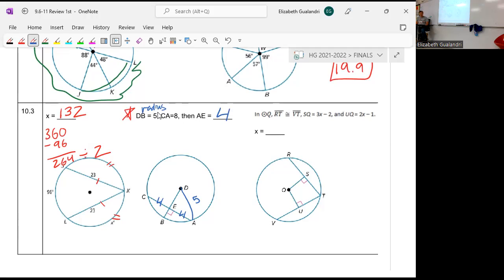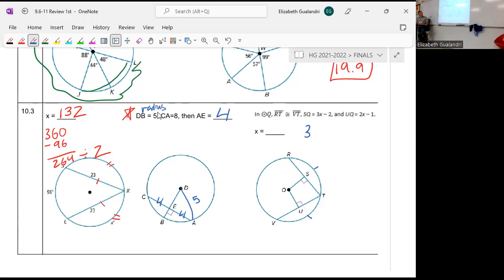The last one over here, it says in circle Q, RT is congruent to VT. So what that means is that these arcs out here are also congruent. But essentially, we have congruent chords, and what we know about congruent chords is that they are the same distance from the center. So the reason that QS and QU are drawn in here and they're drawn perpendicular is because they represent the distance to the center of the circle from those chords. So based on RT and TB being congruent, those chords are congruent, and therefore the same distance.